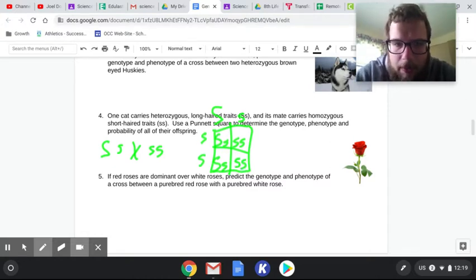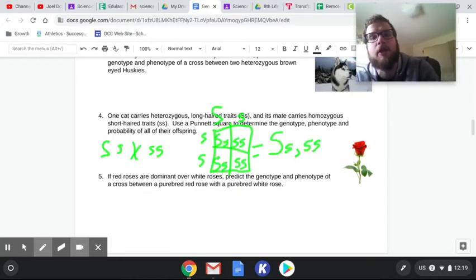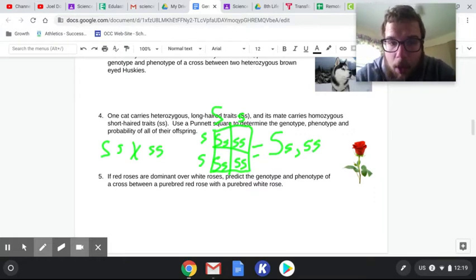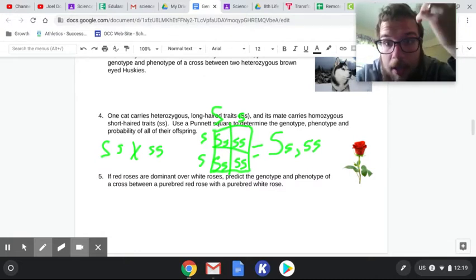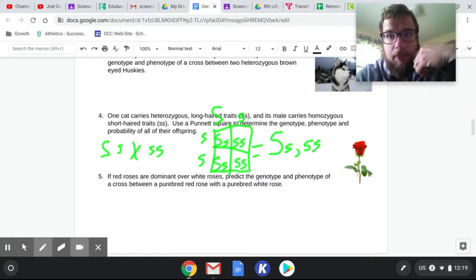So what are my outcomes? I guess I put my Punnett square in the wrong spot here. So I could get big S, small s, or I could get small s, small s. Okay, so genotype wise, those are my outcome possibilities. It's a 50-50 shot either way. And then my phenotypes, let's see, one cat for long-haired and short-haired. So it looks like you got a 50-50 shot of either being short-haired or long-haired if you are a cat in this scenario.